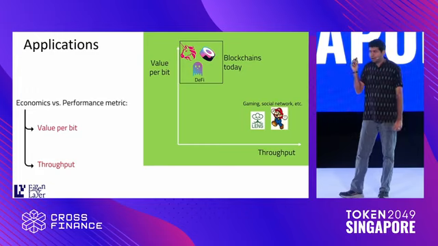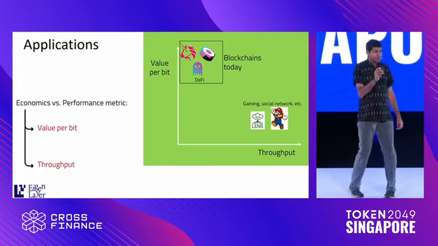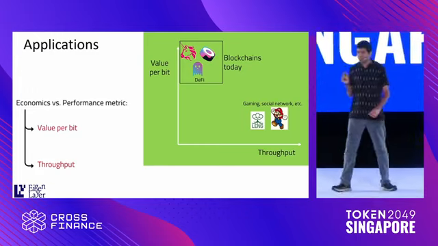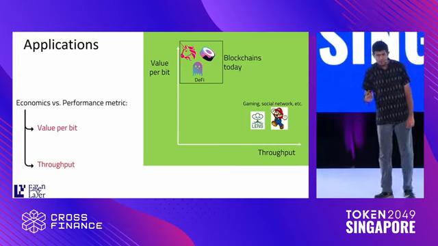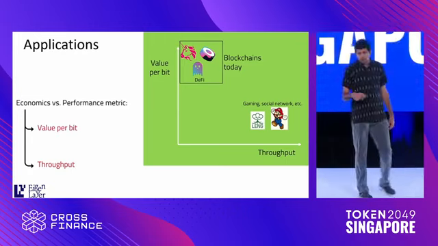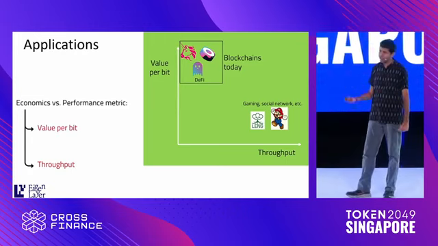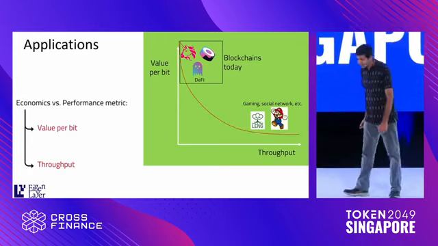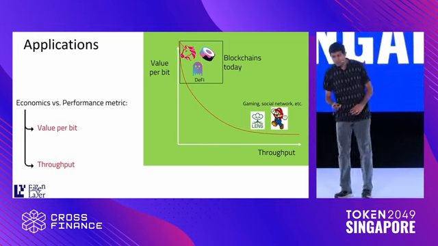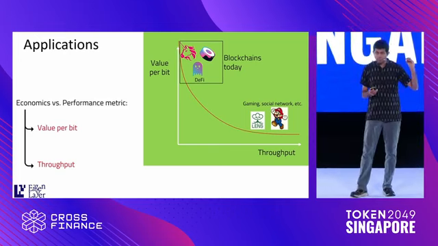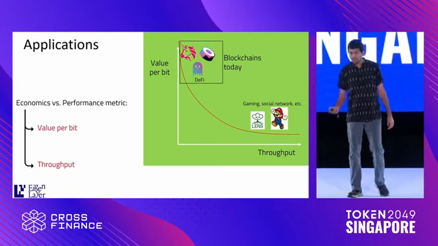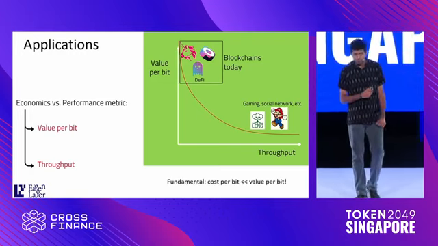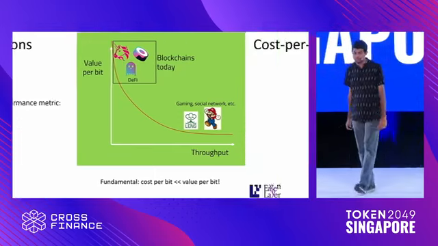But the important thing is the core performance metric is the product of these two things. Value per bit times bits per second is value per second. So actually you can make up for the low value by creating high volume. And so one of the fundamental problems here is that the cost per bit, the cost required to transact these transactions, should be much lower than the value per bit. Otherwise, it's not going to be able to transact these kinds of interesting applications.